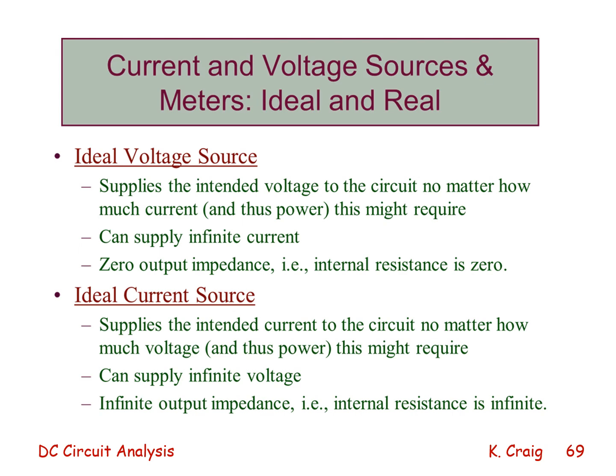We also know that an ideal current source supplies the intended current to the circuit no matter how much voltage and thus power this might require. It can supply infinite voltage. It has infinite output impedance. That means its internal resistance is infinite.